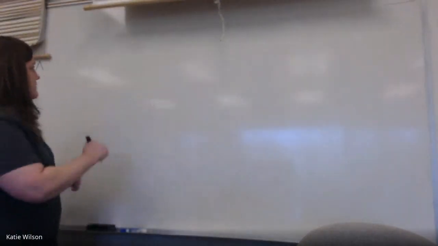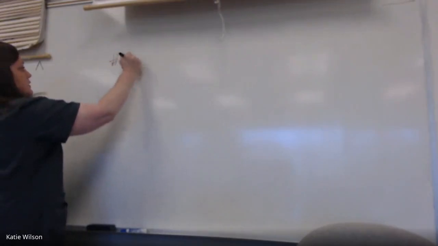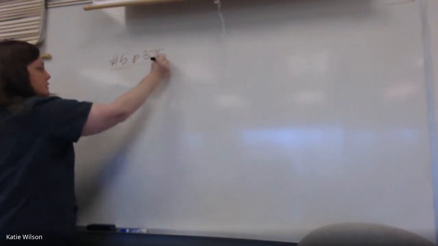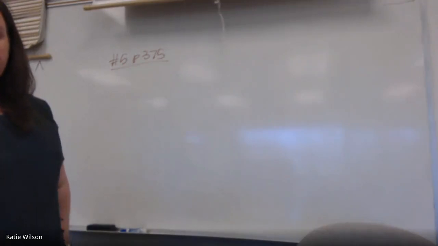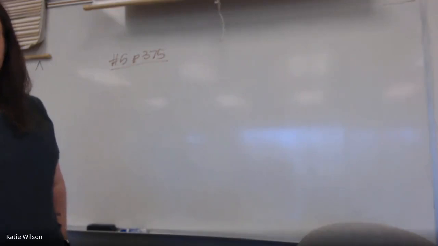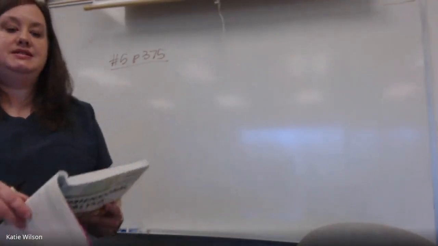Example. I was going to do either 4 or 5. Let's do number 5. So example 5 on 375. A provider orders vancomycin 40 milligrams per kilogram per day, IV in 6 divided doses. The patient weighs 16.3 kilograms. Calculate the dosage in milligrams per dose of vancomycin to be administered and round the answer to the nearest tenth.